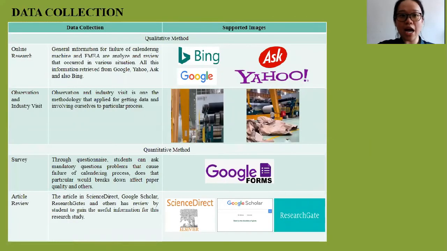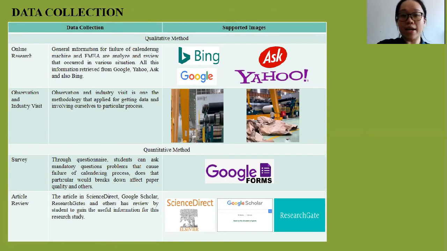For the data collection, I mainly focus on two methods, which are the qualitative method and the quantitative method. For the qualitative method, the first approach that I utilized is online research. For the online research, the searching tools that I utilized are Bing, Google.com, Ask.com, and Yahoo.com. The observation and industrial visit approach is a crucial methodology for getting data and involving myself, or ourselves, in the particular process.